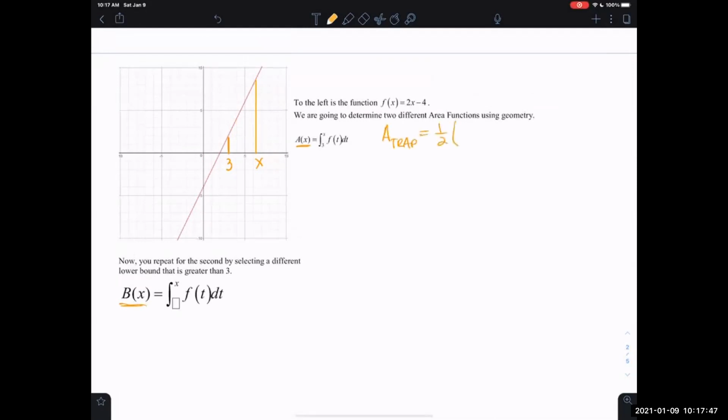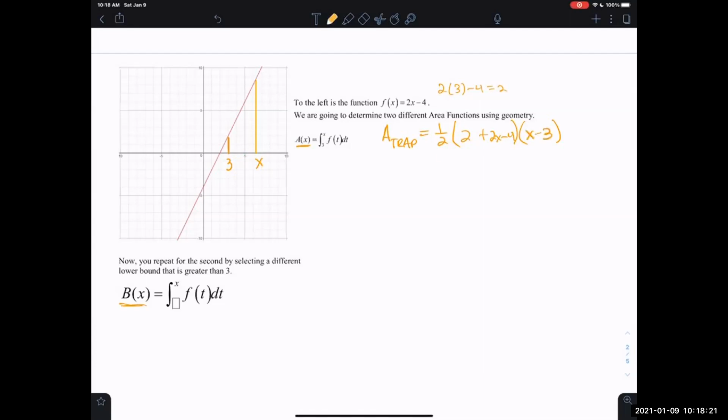And that is 1/2 base 1 plus base 2. So base 1 in this case, well, if I plug 3 in, I get 2 times 3 minus 4, which gives me 2. So my first base is 2. Now, if I plug x in, that should make sense, right? We get the f of x itself, which is 2x minus 4. So until I know what x actually is, it's 2x minus 4. And then my height of the trapezoid is right here. So that means it's x minus 3.